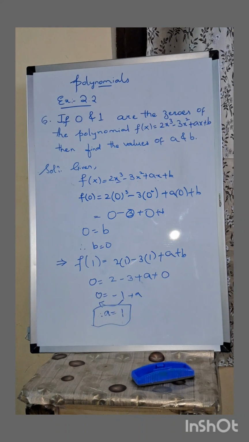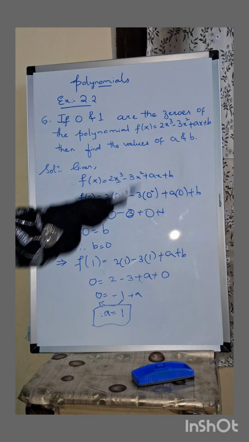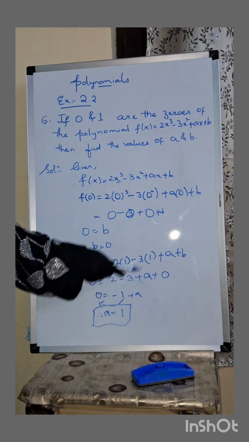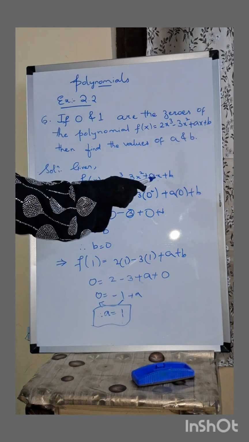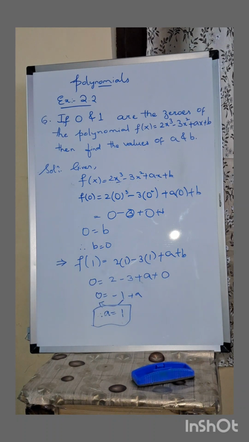Next, f of 1. In the place of x we are substituting 1. 1 cube is 1. 2 ones are 2, 3 ones are 3. So 2 minus 3 is how much? 2 minus 3 is minus 1, right? Here anyhow b is 0. So a into 1 is a. So minus 1 I am sending that side, it is becoming plus 1. So a is equal to 1. So here the value of a is 1, the value of b is 0. By this we have completed this exercise. Let us move to the next exercise.